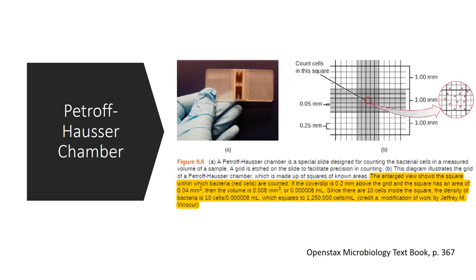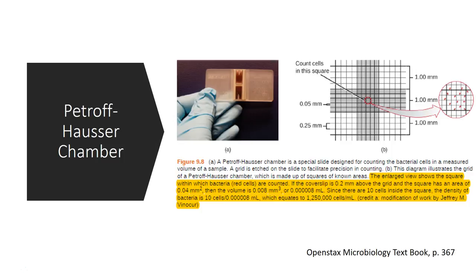So the number of bacteria in this sample is said to be 10 cells per 0.000008 mL. This is then converted to number of cells per 1 mL. Okay, so let's hope I got the number of zeros correct. If you want to pause this video and look at this slide, I've highlighted basically what I just said in yellow.